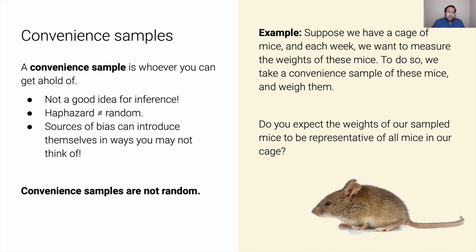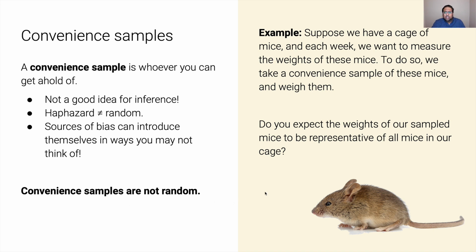Random is one of those funny words where the way we use it in conversational English is very different than how it is used in mathematics and statistics. The term random, for our purposes, has a very specific meaning, and so for a sample to be a random sample, it needs to satisfy these very specific criteria. Convenience samples don't satisfy any of those things, and sources of bias may introduce themselves in convenience samples in ways you might not even think of.